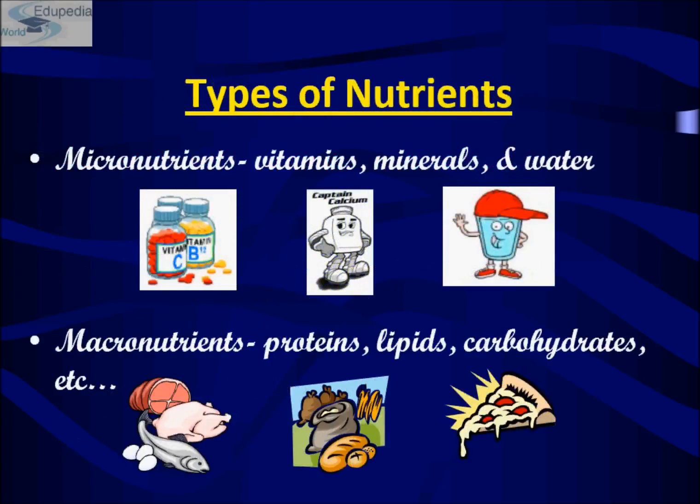Now, what are the types of nutrients? There are 2 types of nutrients: micronutrients and macronutrients. Micronutrients are vitamins, minerals and water, and the macronutrients are protein, lipid and carbohydrate. Protein we obtain from fish and dals, lipid we obtain from fatty food, and carbohydrate we obtain from our chapatis or rotis.